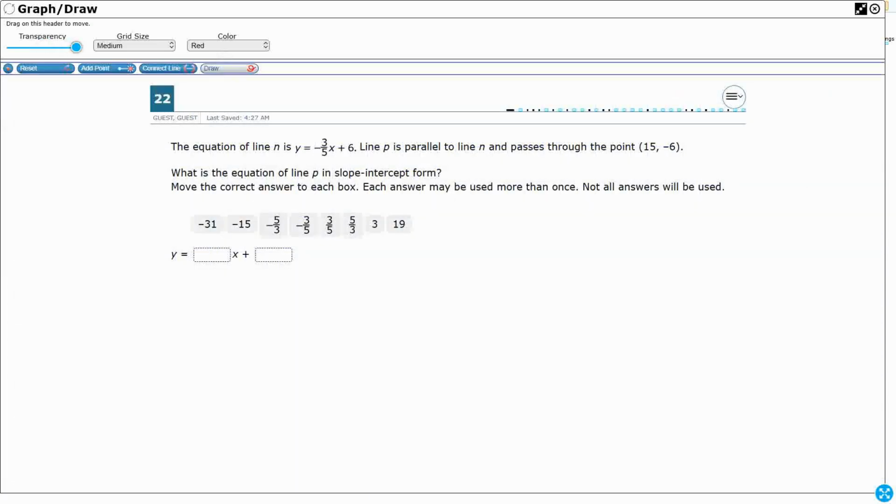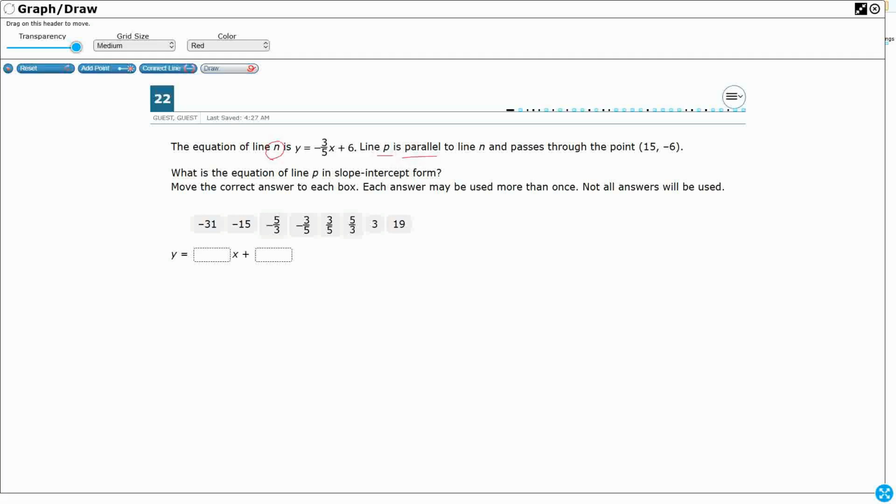So we have the equation of a line is y equals negative 3/5 x plus 6. This is line N. And line P is parallel, and it passes through this point.